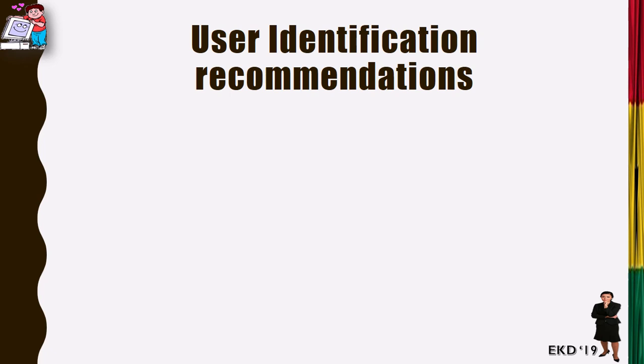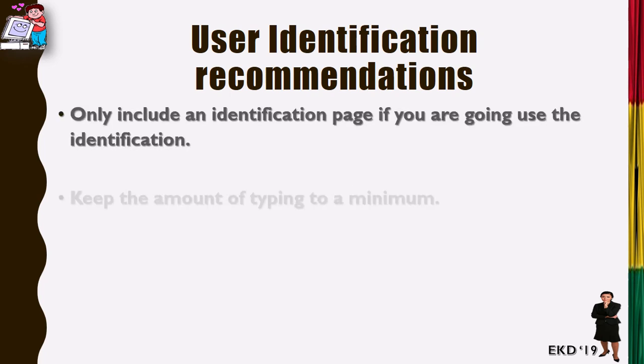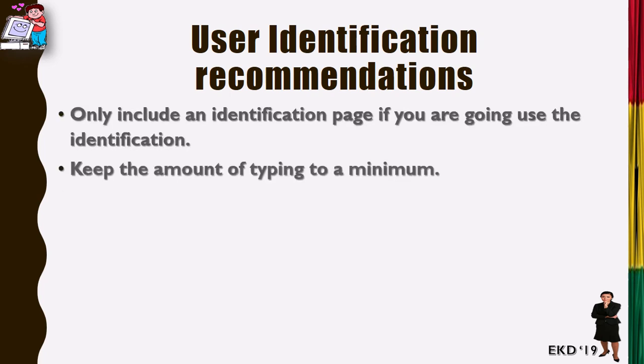Okay. Now, the next part of the introductory section is the user identification. You must have the user identification, that is login details, only when you need it. So if you need them to log in so that you can identify them by name, then you have to provide the user identification. You must keep the amount of typing to a minimum.